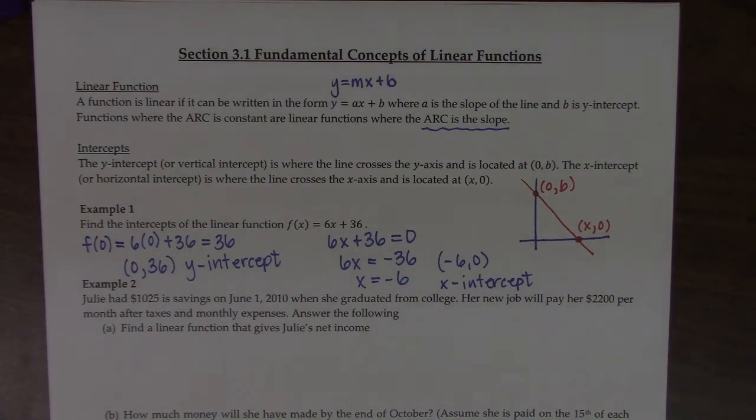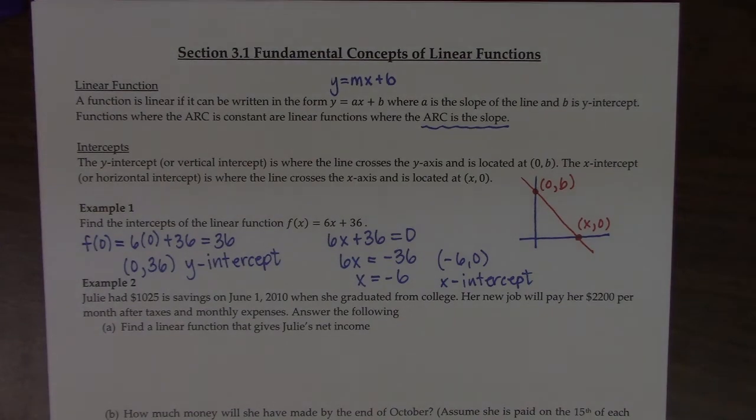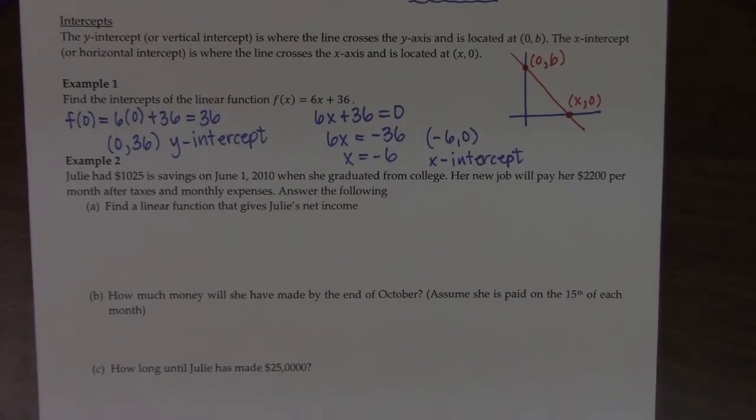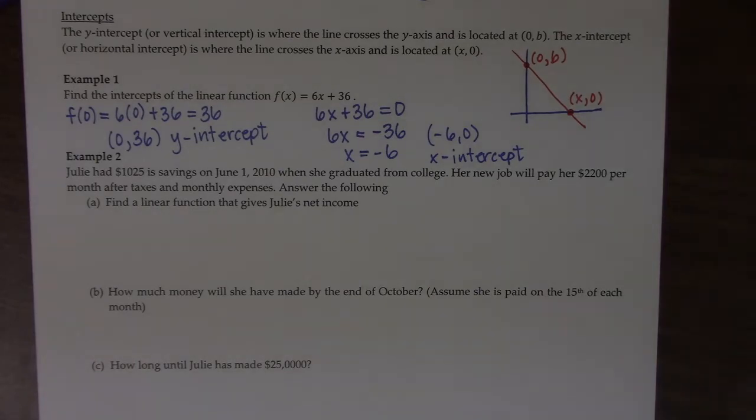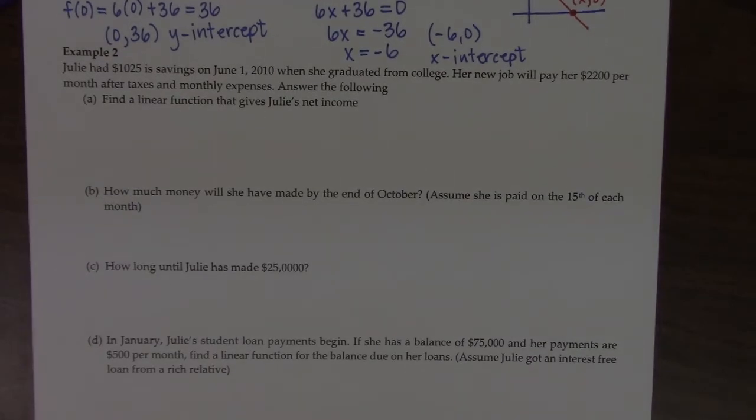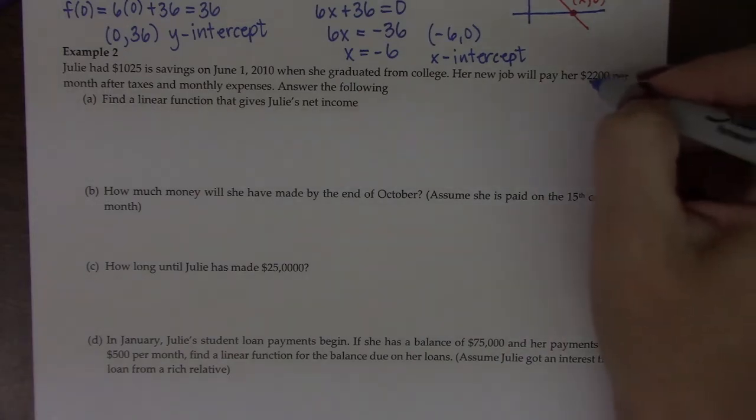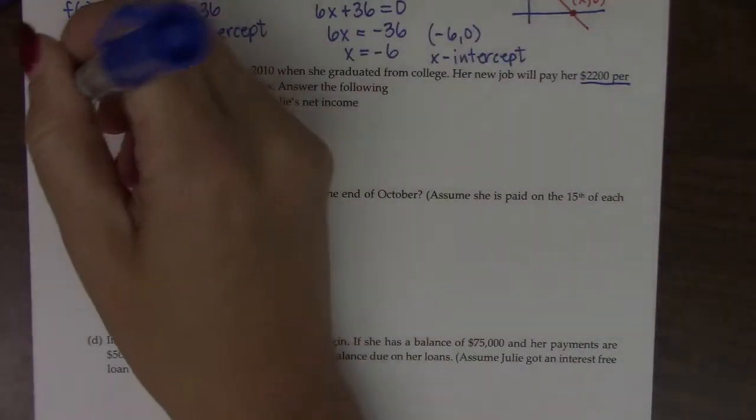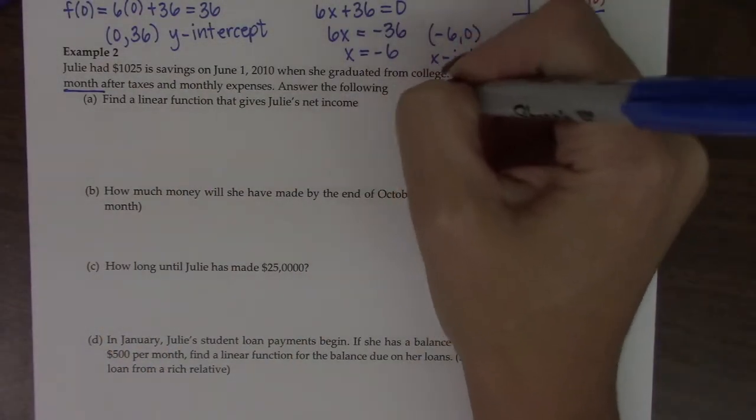So let's look at another example of how to deal with a line in a word problem, or an application setting. Julie has $1,025 in savings on June 1st, 2010, when she graduated from college. Her new job will pay her $2,200 per month after taxes and monthly expenses. Find a linear function that gives Julie's net income. So she's making $2,200 per month, so that is actually going to be our slope.